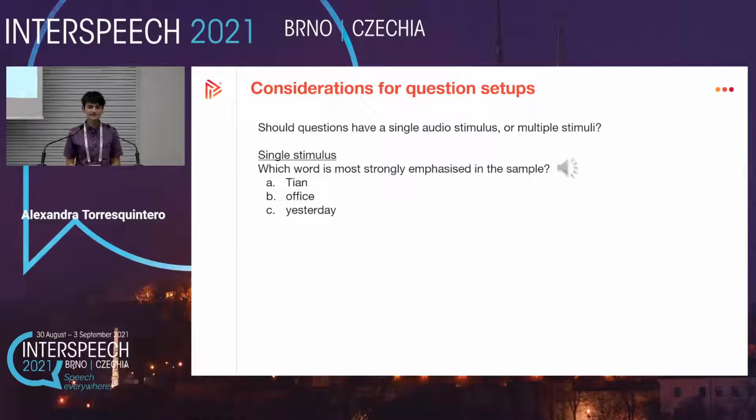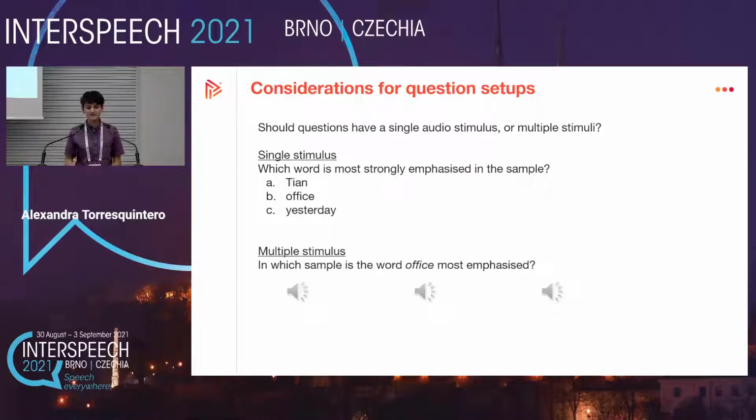For example, a single stimulus question would look like this. A listener is presented with which word is most strongly emphasized in the sample. And they play the sample. Tian went to the office yesterday. And hopefully they hear that the word office is the most strongly emphasized of the three choices.